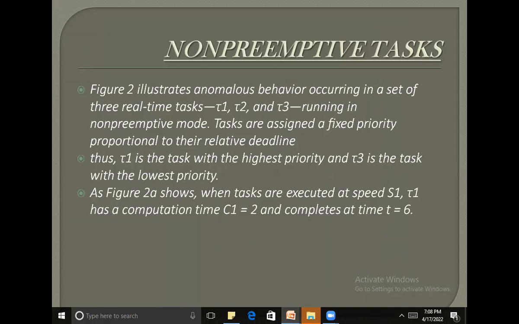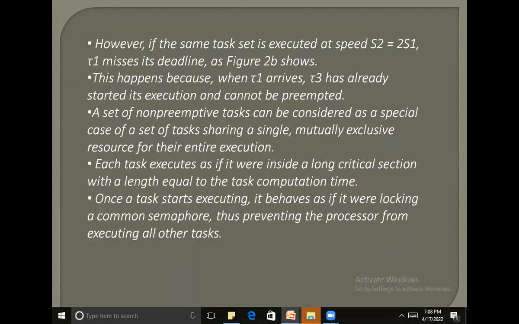As Figure 2 shows, when tasks are executed at a speed S1, T1 has a computation time C1 equal to 2 and completes at time t equal to 6. However, if the same task set is executed at a speed S2 equal to 2S1, task T1 misses its deadline, as Figure 2 shows. This happens because when T1 arrives, T3 has already started its execution and cannot be preempted.